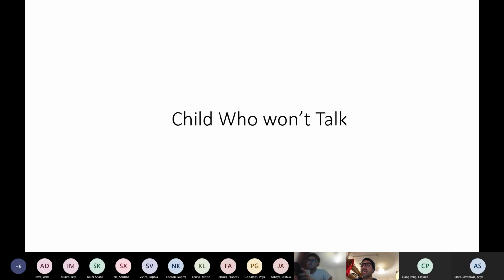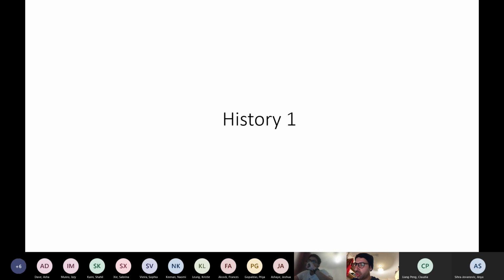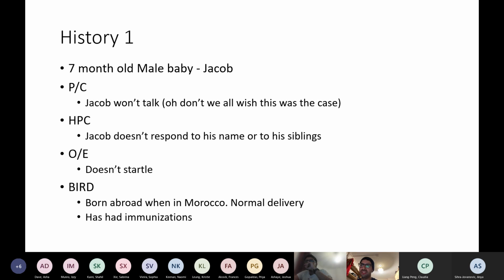Okay, so now this is a case, and in terms of time, we're just going to put it up and we'll talk about it. So this is the first history. This is Jacob. He's a 7-month-old male baby, and unfortunately Jacob won't talk. And oh, don't we all wish this was the case? Jacob doesn't respond to his name or to his siblings. And when you examine Jacob, you realize he doesn't startle. And you do your history and you find out that mum was born abroad, in Morocco, and he had a normal delivery, and has had all his immunizations so far at 7 months old.